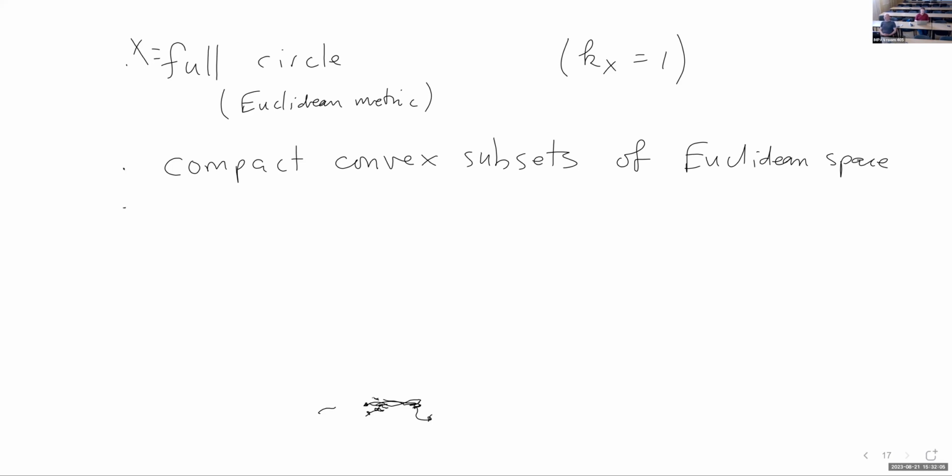And lastly, generalizing this, Riemannian manifolds.